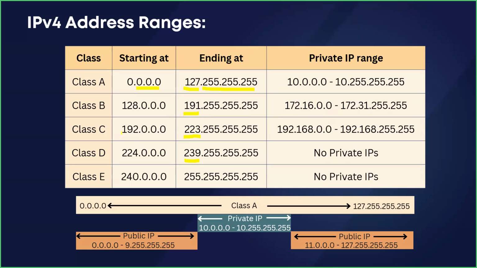Similarly, in class C, between 192 and 223, there's a small range 192.168.0.0 to 192.168.255.255.